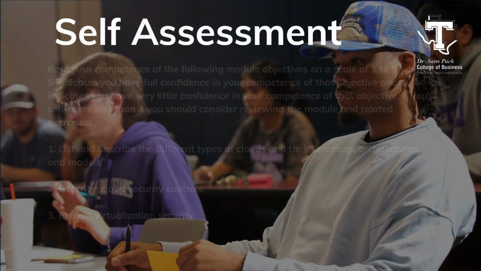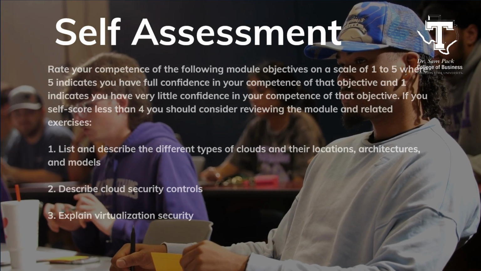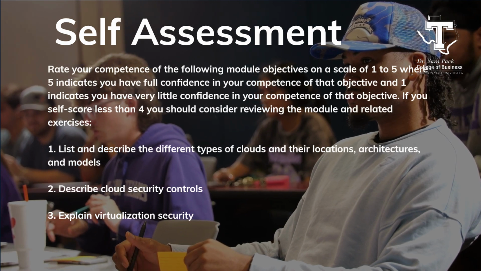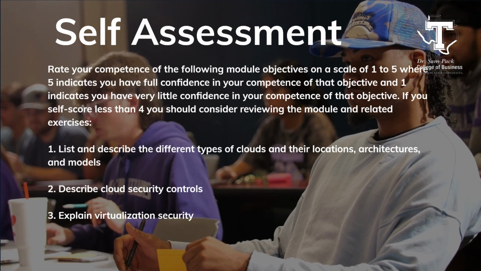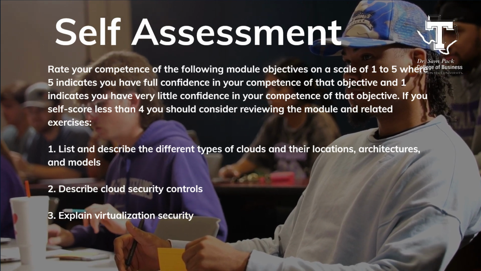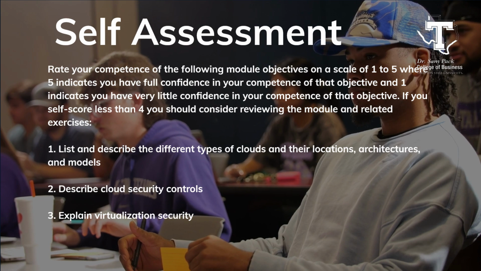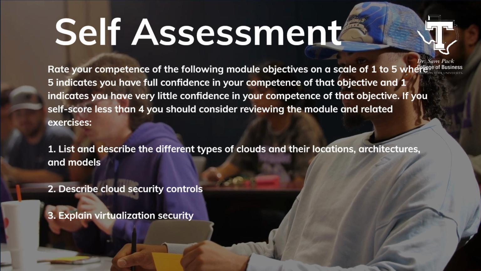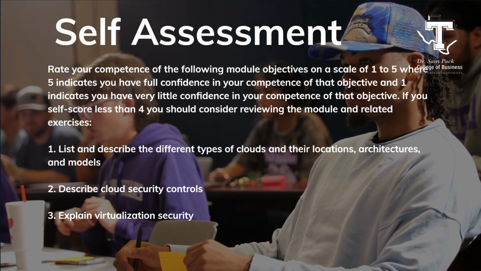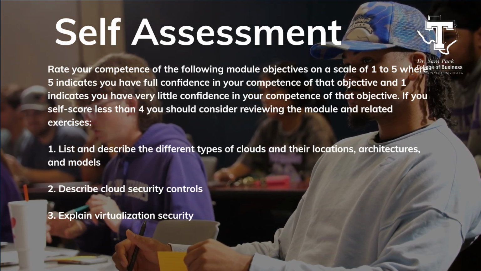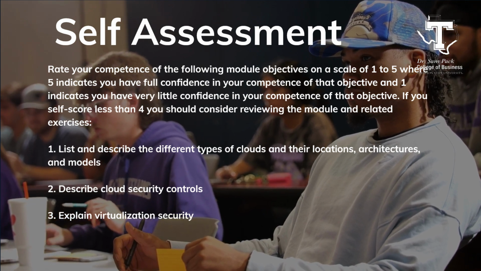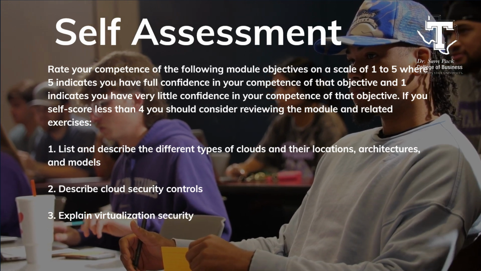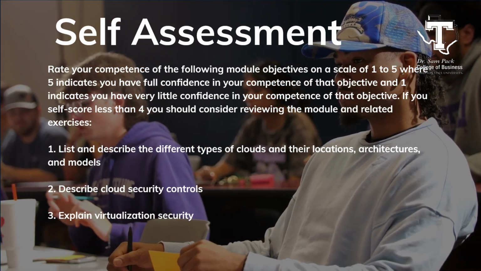Alright, now it's time for a quick self-check. Rate your confidence in these module objectives from 1 to 5, where 5 means you feel totally confident and 1 means you're unsure. List and describe the different types of clouds and their locations, architectures, and models. Describe cloud security controls. Explain virtualization security. If you rated yourself less than a 4, you might want to revisit the module and check out the related exercises to solidify your understanding.